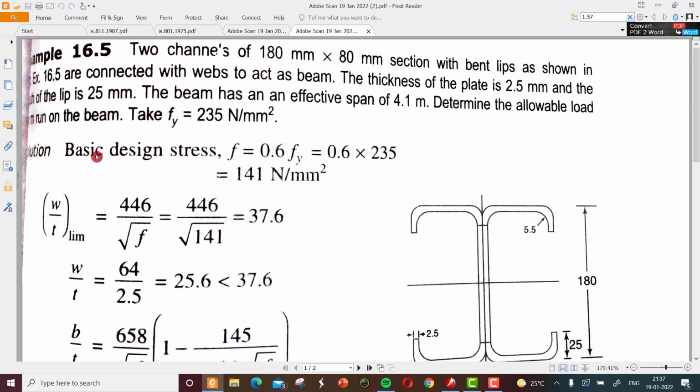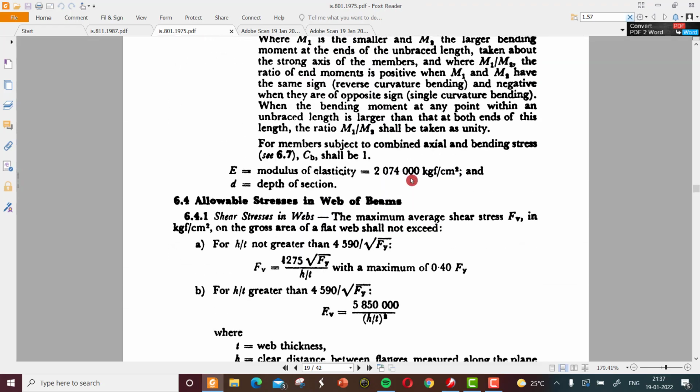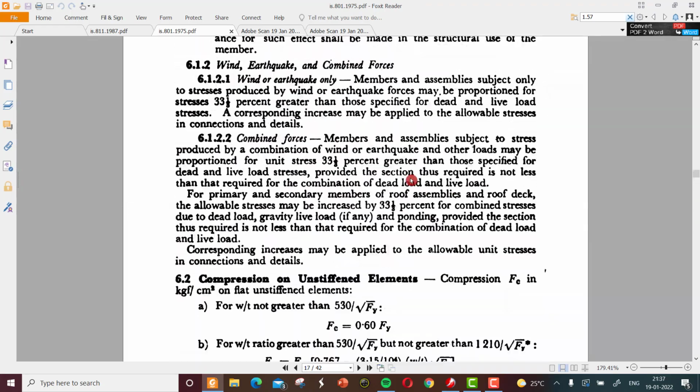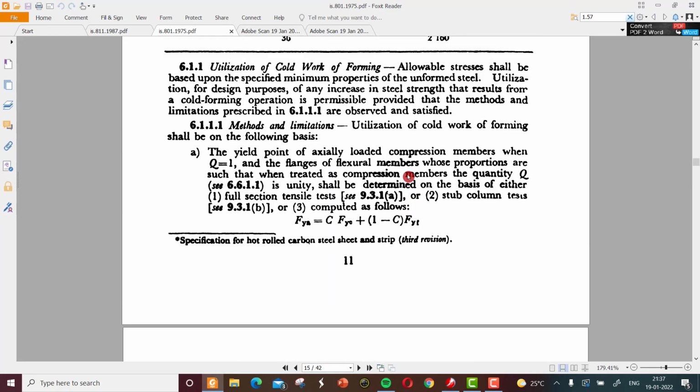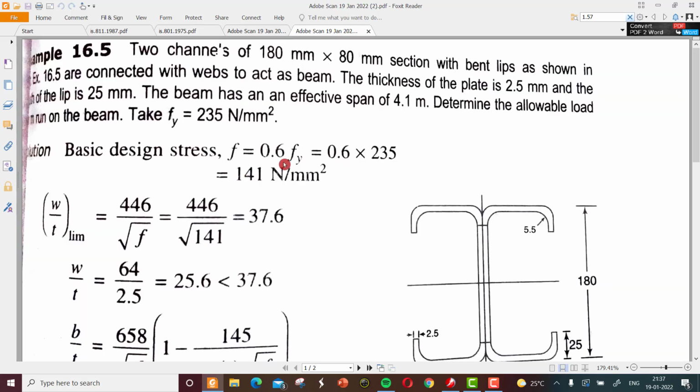So we know the basic design stress F is equal to 0.6 into Fy in the IS 801, as per clause 6. We have the allowable design stress F is equal to 0.6 into Fy. 0.6 into 235 will give you 141.